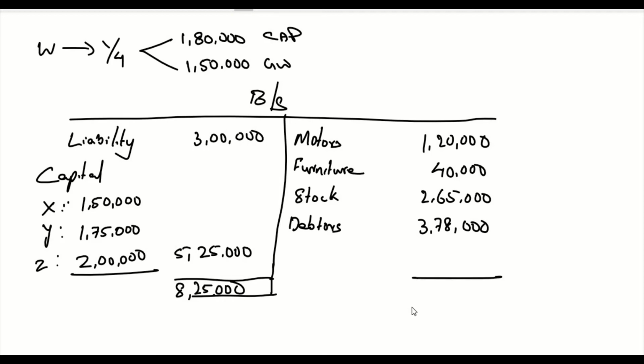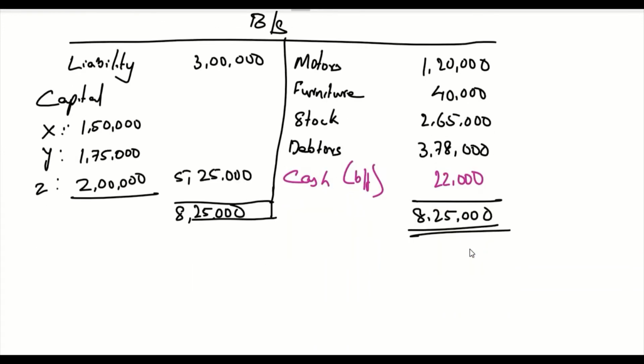So the total of assets and liabilities should be equal. So it is 8,25,000. But when we add motors plus furniture plus stock plus debtors, it's not reaching 8,25,000. So the balancing figure is the cash balance.